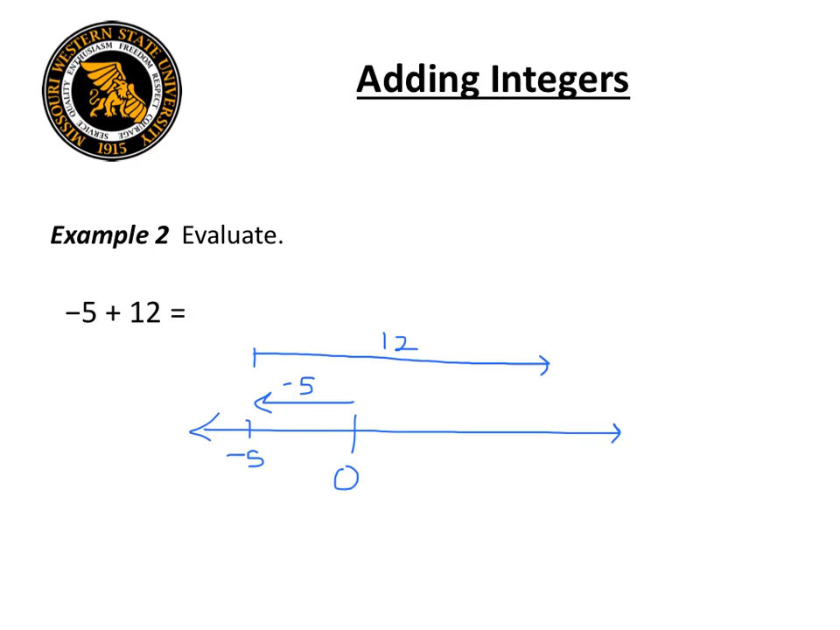Again, our answer is determined by our final location. So to figure out our answer, we need to determine the distance from 0. Notice that since we are to the right of 0, our answer will be positive. And to figure out that distance, we need to take 12 minus 5 to give us 7. So since we are 7 units to the right of 0, our answer is a positive 7.